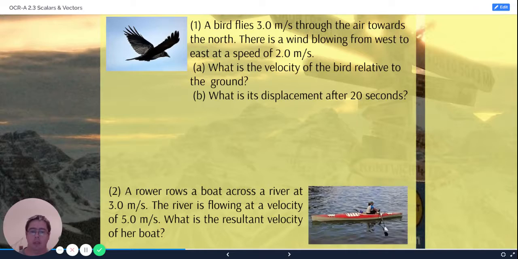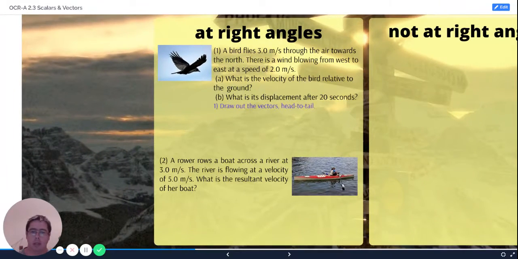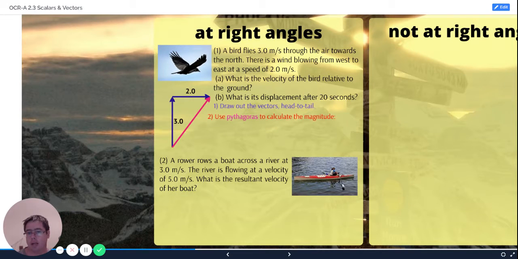And unpause. Okay, oh, there's a picture of a boat. So how do you do this? You draw your vectors out head to tail. This bird's going 3 meters per second north, 2 meters per second towards the east. Draw out the vectors head to tail. Use Pythagoras to calculate our magnitude. So 3 squared plus 2 squared is 4 plus 9 is 13. So the velocity is the square root of 13.